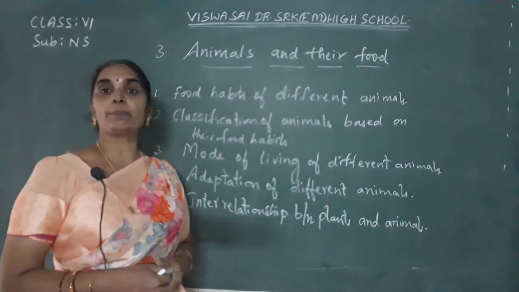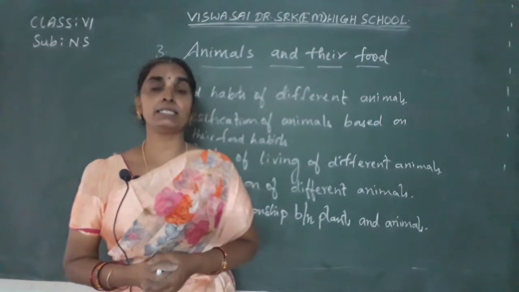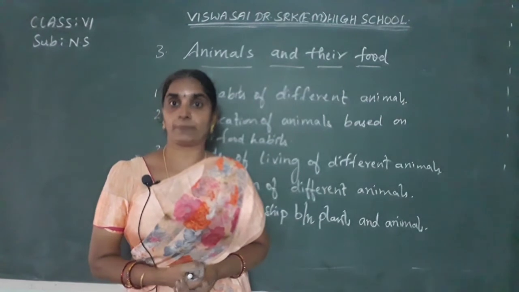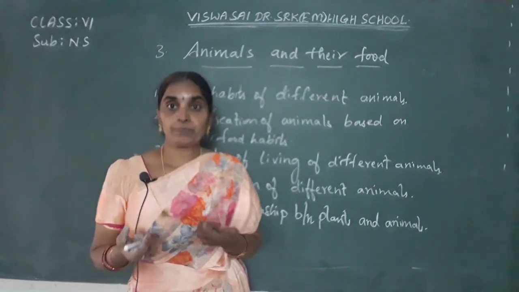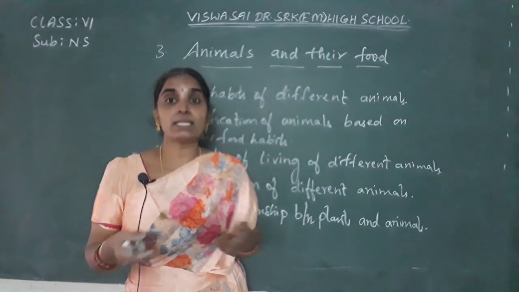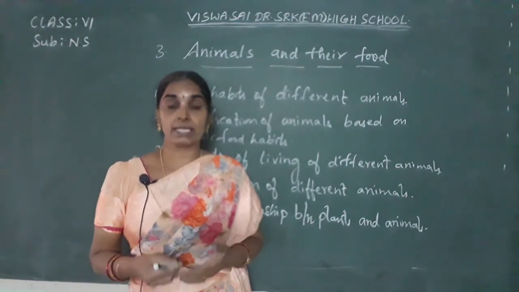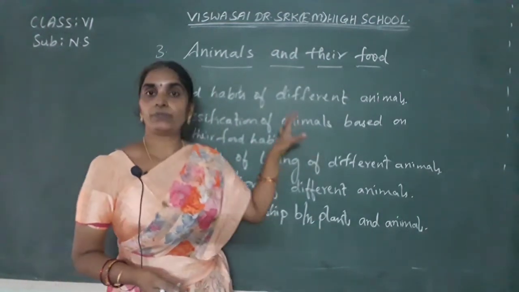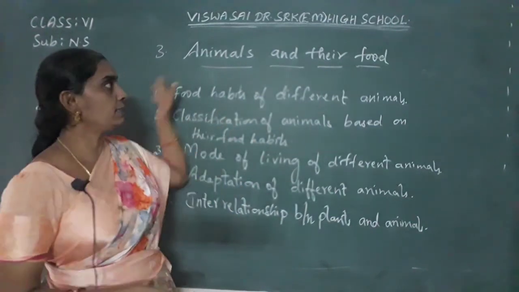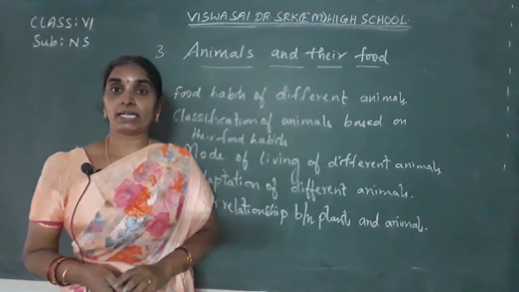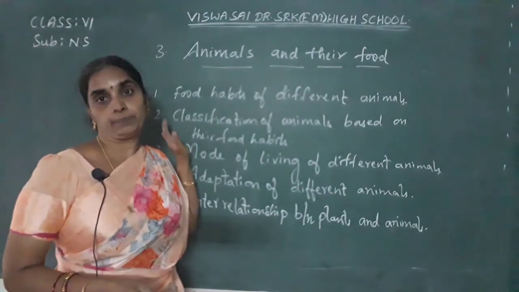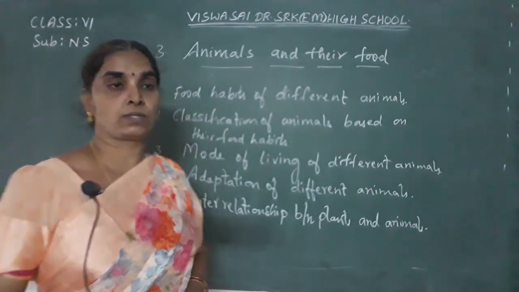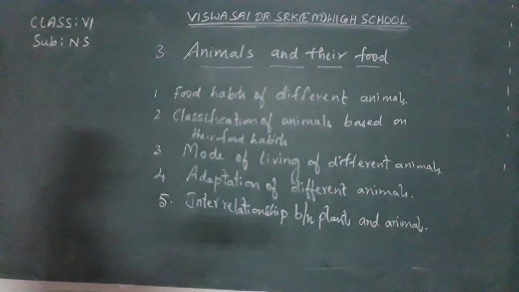Next, interrelationship between the plants and animals. So what is this interrelationship called? Why does this interrelationship between the plants and animals take place? So what is the relationship between the plants and animals and how does this interrelationship take place? Is it for food, shelter or anything else? So you are going to learn in these five subtopics of this lesson, animals and their food. Hope you have understood this introduction part, and now I am going to tell you about the food habits of the different animals. Okay children, note down these points.